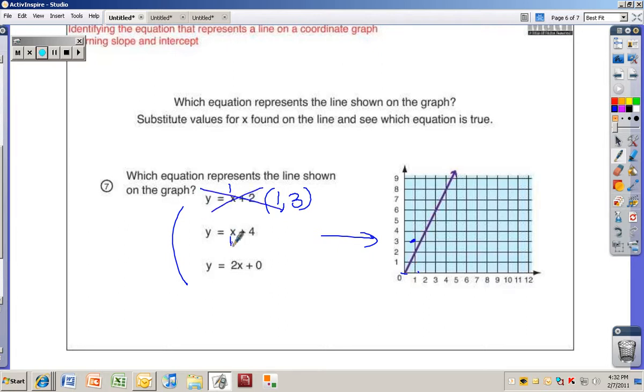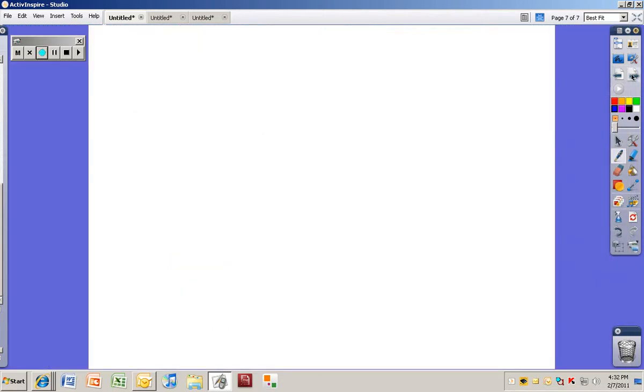Let's plug 1 in here. 5, right? Is 1, 5 on that line? No. So that can't be it. Let's plug 1 in here. 2 times 1 is? 2. Plus 0? 2 plus 0? 2. Is 1, 2 on that line? Yes. This is the correct equation. Alrighty. Thanks for watching.